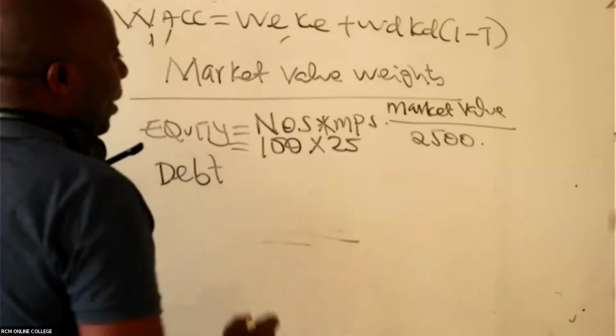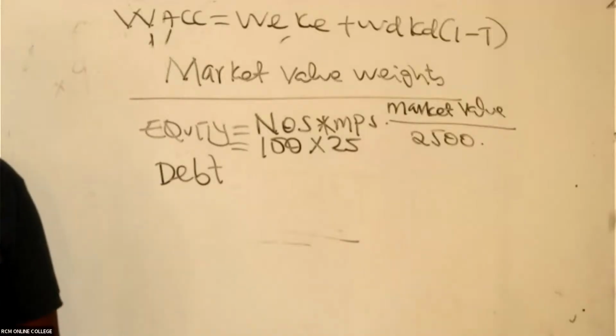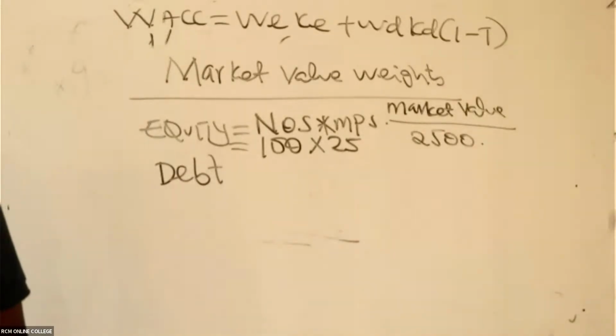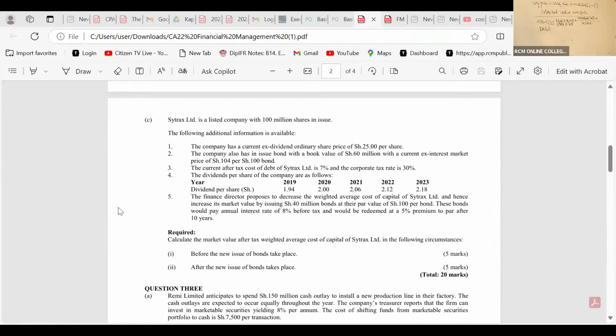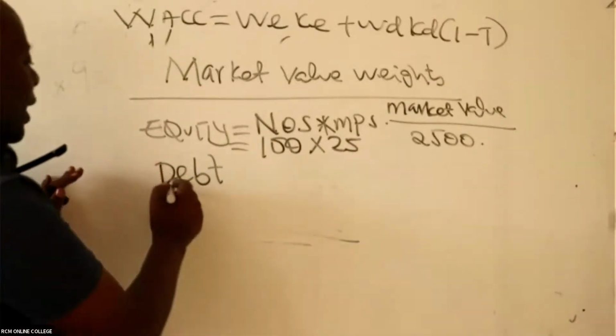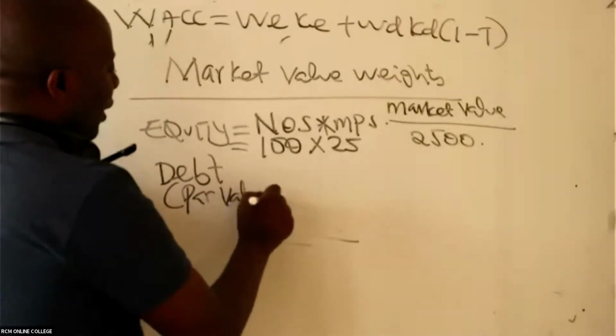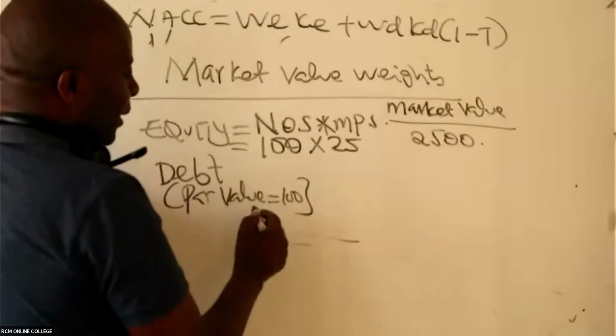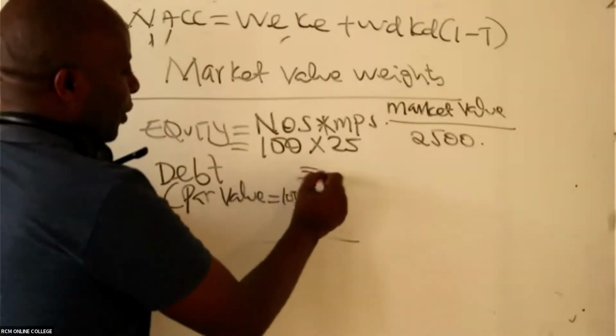So what have they told us about debt? Please go to debt so that you can appreciate how much value of debt we have. The company also has an issued bond with a book value of 60, with a current ex-interest market price of 104 per 100 bond. So we have a par value of 100, and the debt amount is 60.